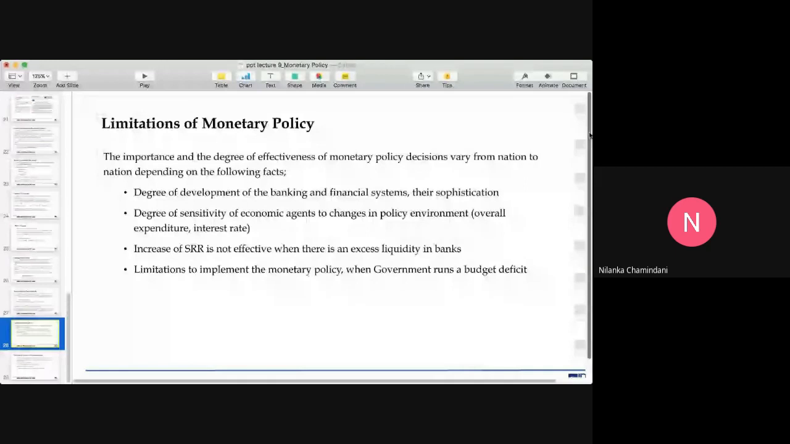there are different other factors, so by only changing the SSR we cannot guarantee that the central bank can control the commercial banks' possibility of credit creation. So there are some other factors as well.